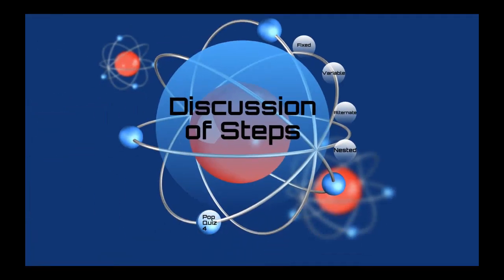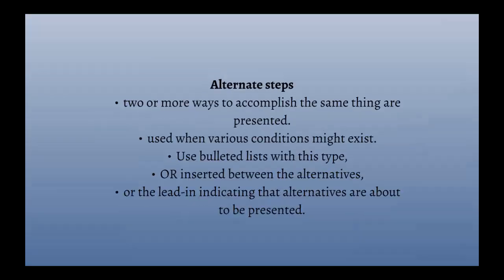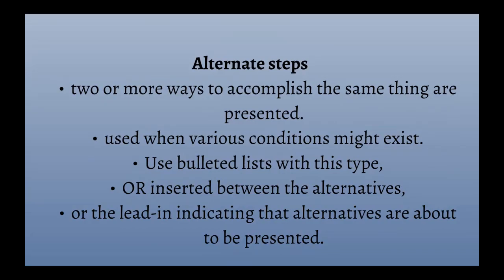Now, after the variable order step, we have the alternate order steps. And this is an interesting one. The alternate order steps is where there are two or more ways to accomplish the same thing. So two or more ways to accomplish the same thing are presented. You can accomplish a particular procedure by doing it this way, or you can accomplish it by doing it another way.